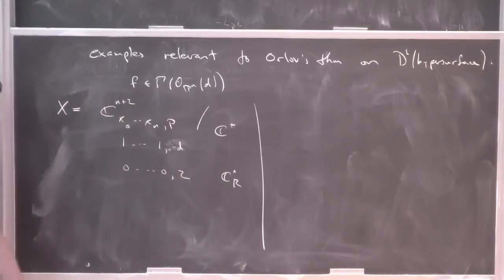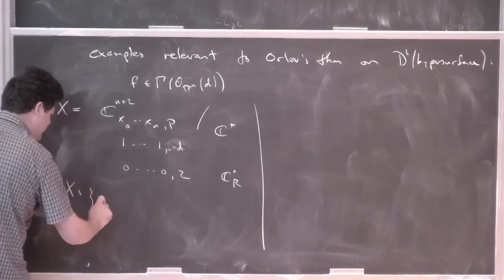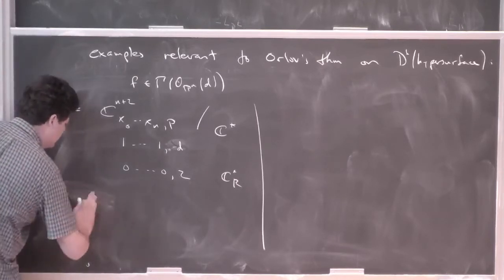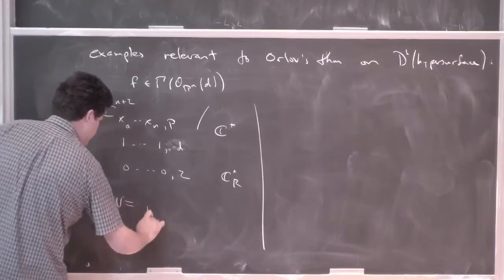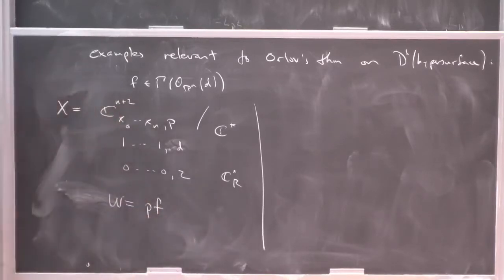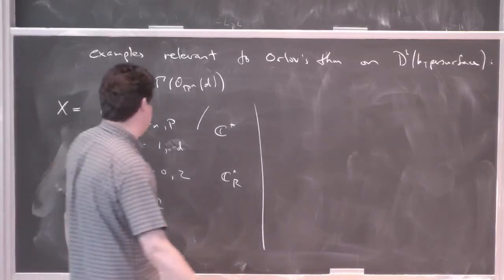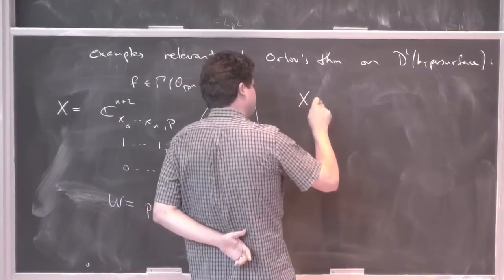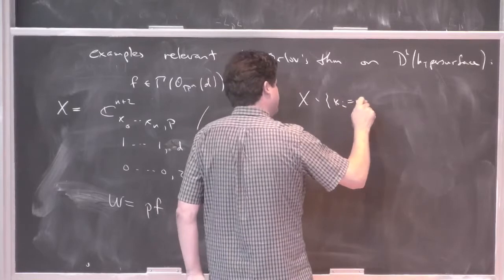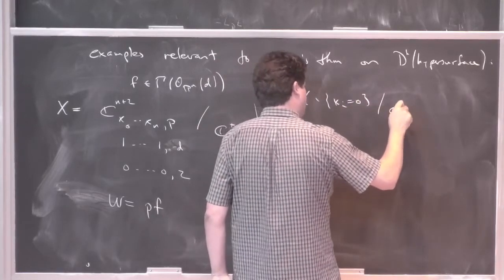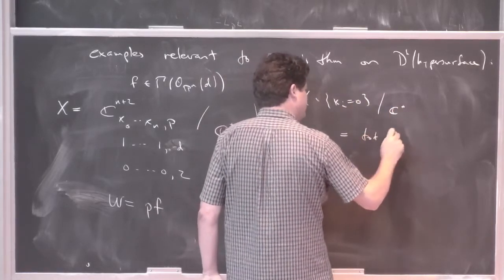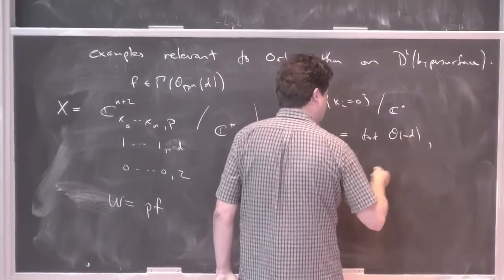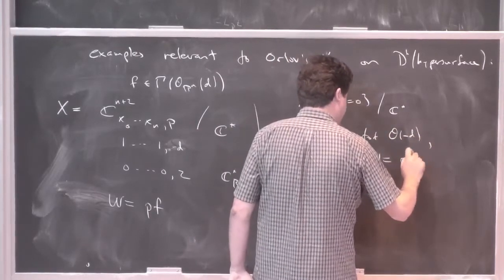W is going to be P times F. That's an invariant function. And you're already starting to meet several different quotients of this. One is X minus the x_i equals 0, mod C star. This turns into just the total space of O(-d) with the function W equals PF.